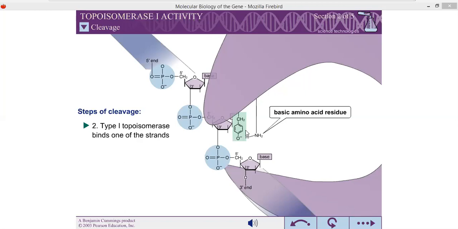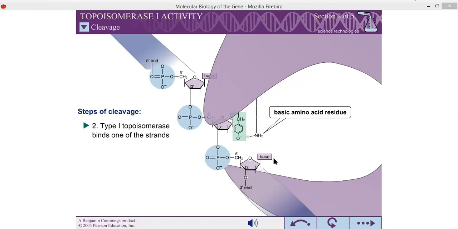723 position पे क्या होता है, tyrosine होता है, क्या काम करता है? It helps in breaking the phosphodiester linkages. How? That we have to see. There is a basic amino acid residue. Can you name the 3 basic amino acid residues which are present in the proteins? The 3 basic amino acid residues are arginine, lysine, and histidine.